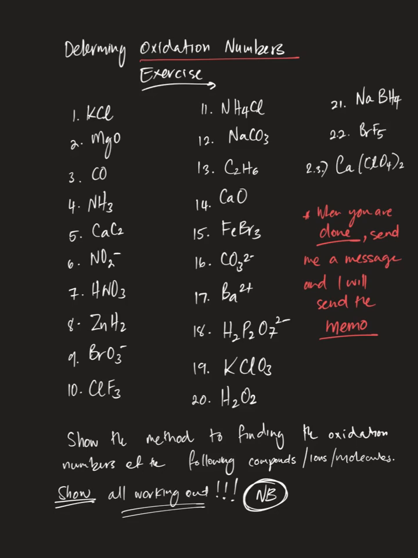Alright, if we continue from the previous video, the last thing that I did with you is determining oxidation numbers. So here's a little exercise, and this exercise looks at if I had these compounds in front of me, or ions, anions and cations, how would I determine the oxidation numbers? Alright, so when you're done, you're going to show the method. You're going to show the method to finding the oxidation numbers of the following compounds, ions, and molecules, and show all working out. You need to practice, because what comes next gets very, very complicated. So you need to get this part of it sorted out in practice.